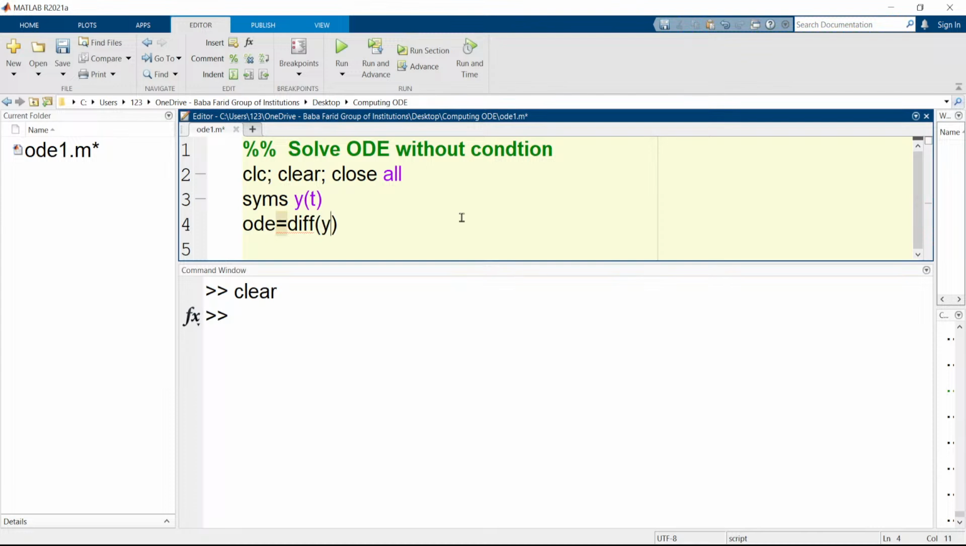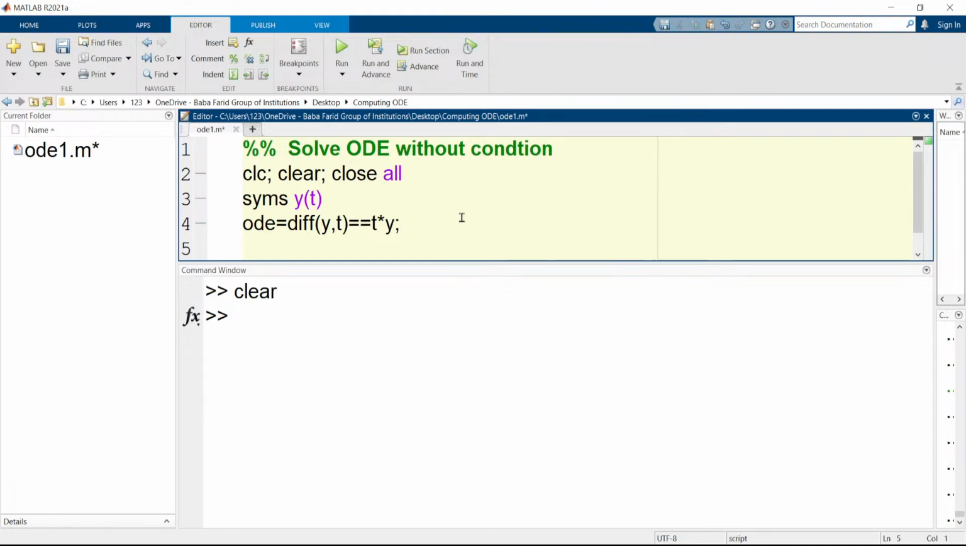This will help you in many ways because it will save our time. We want to say differentiate y with respect to t, and then double equal sign. Okay, and t product y. Then semicolon is used to suppress the statement. So when we are using the semicolon, this will not return the value. Okay, only the information which we store at this place will be saved in the assignment ODE.